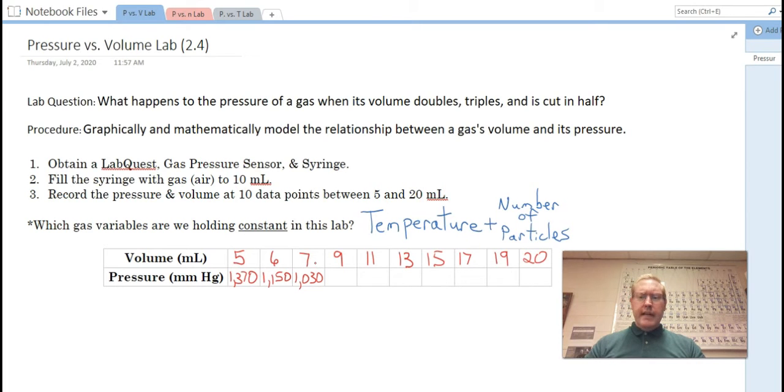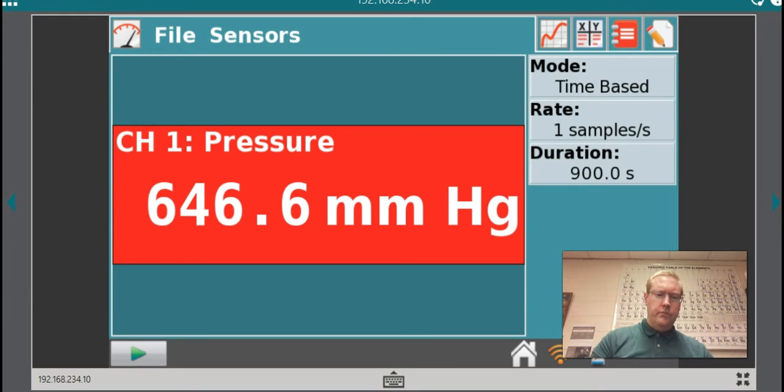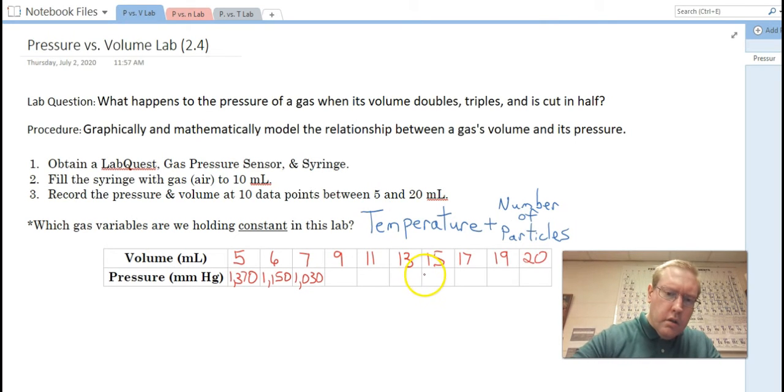I'm going to jump ahead for a second. We've done some of the smaller volumes. Let me try one of the bigger volumes. So for instance, let me adjust my plunger now to 15 milliliters. This time to get to 15, I don't push in. I'm going to have to pull out. So if I pull it out to 15 and I hold it, right at 15, right at about 505. Okay.